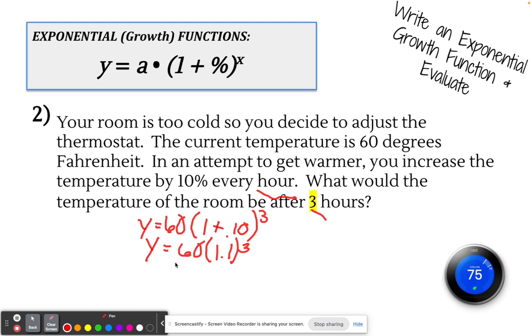And I get 79.86 degrees. That will be my temperature after 3 hours. That's pretty warm, but you could round that to 80 degrees.